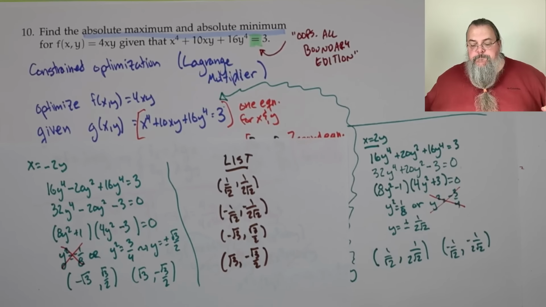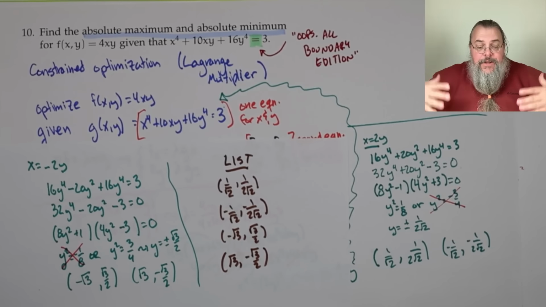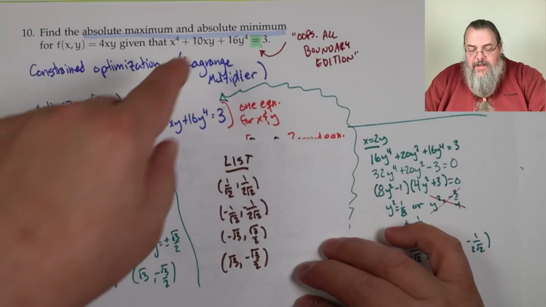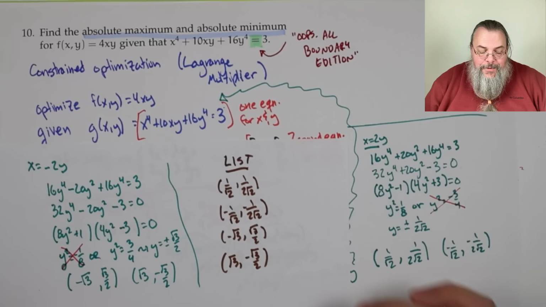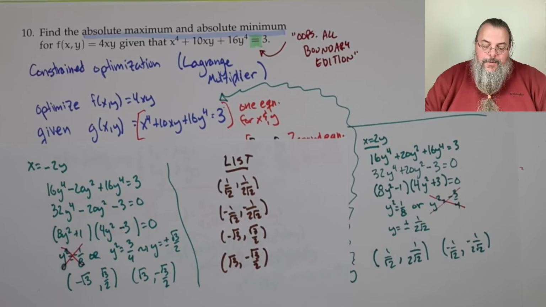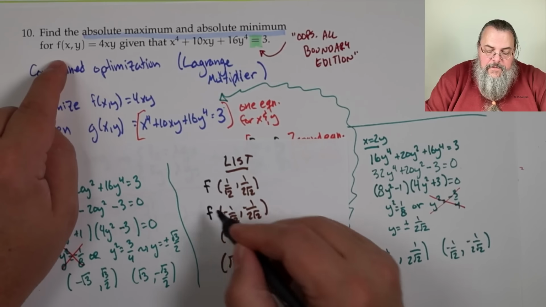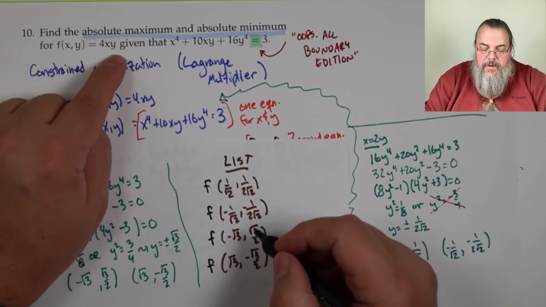All right. Well, how do we finish up now? Now that we've made our list, the maximum and the minimums are going to occur somewhere on this list. To figure out where, we evaluate. So, we're going to plug each one of these into f. And f is a very straightforward function. You just say 4 times x times y.